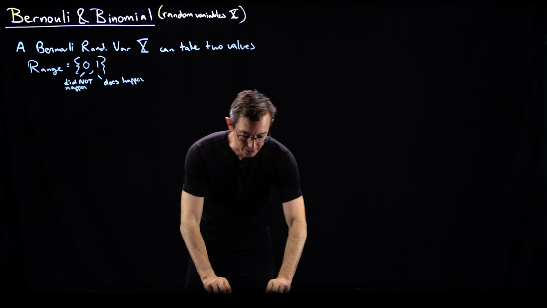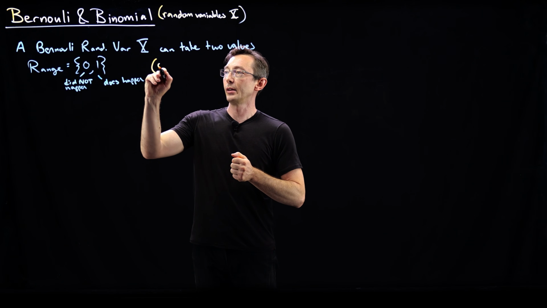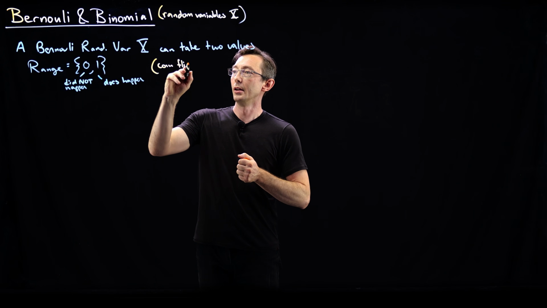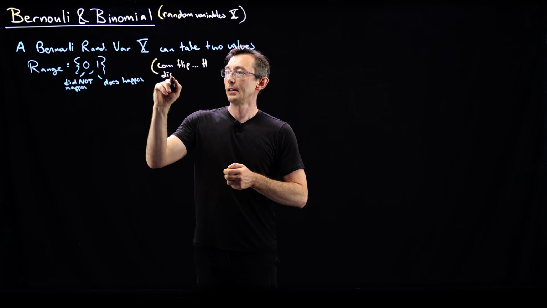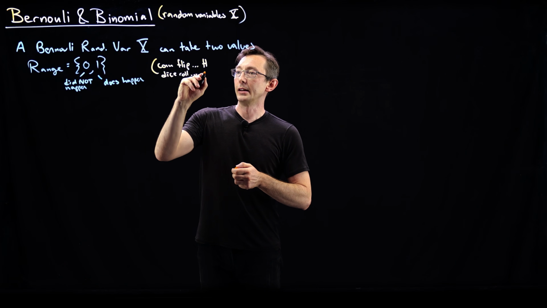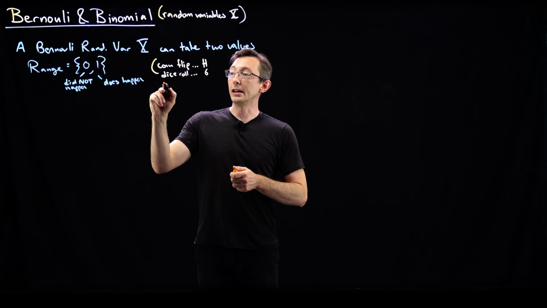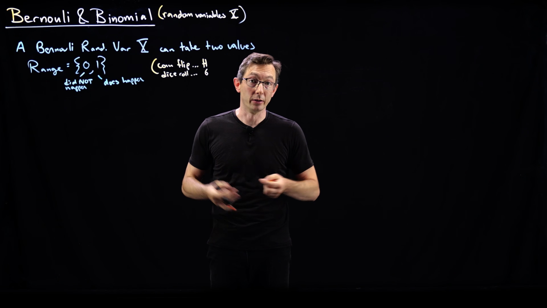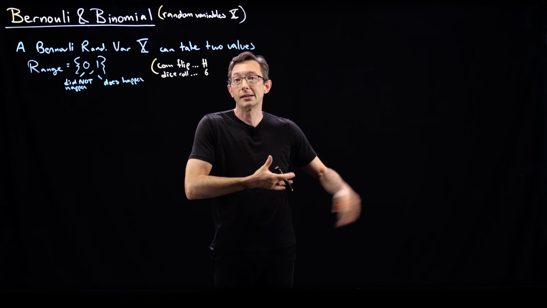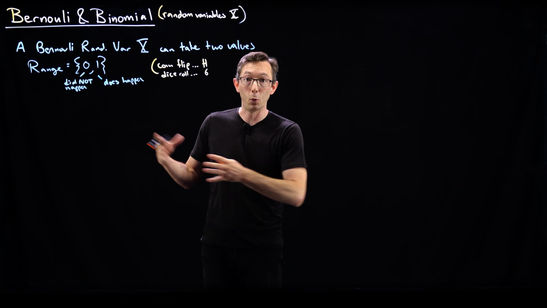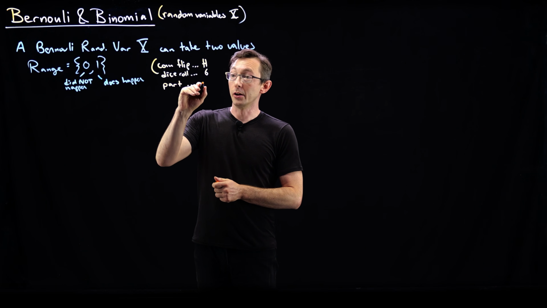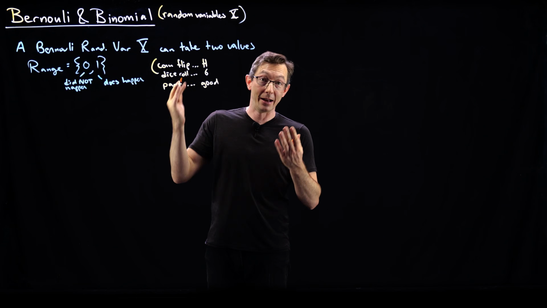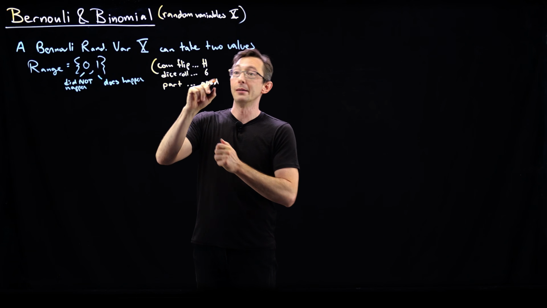So I'm just going to write down some examples. This could be a coin flip. It could be getting heads. It could be a dice roll, getting a 6. It could be if I'm manufacturing a part. Let's say I'm manufacturing a composite panel or some widget. Then it could be, is my part a good part, as opposed to a bad part. 1 could be a good part, 0 could be a bad part.